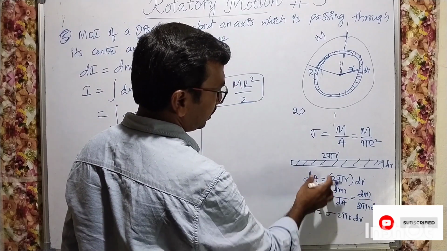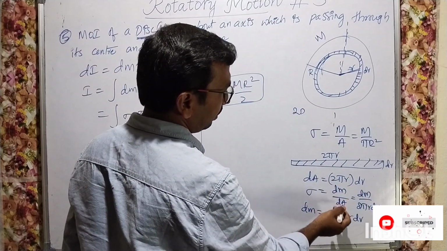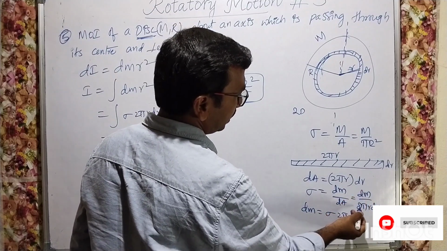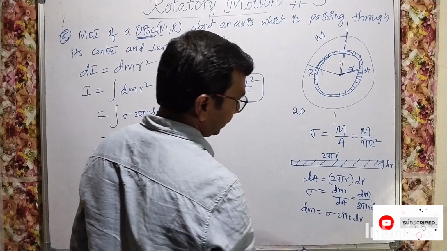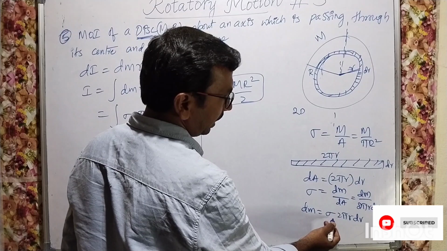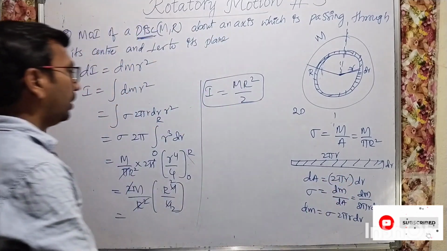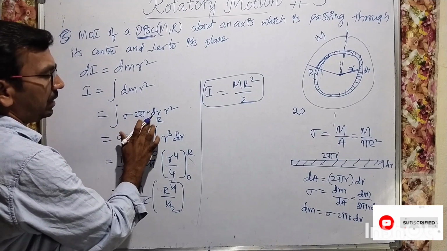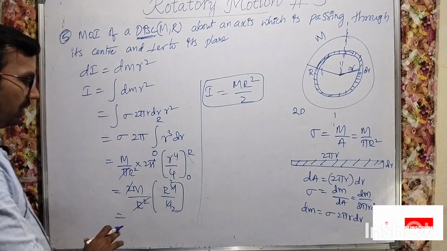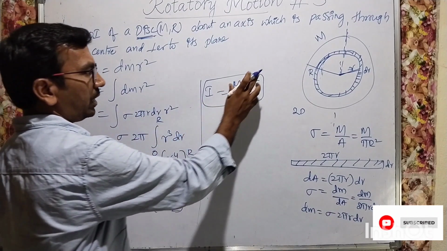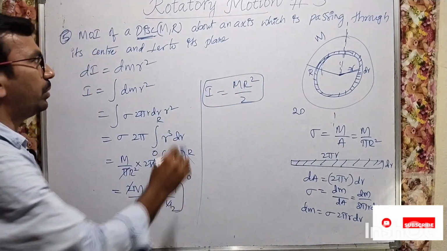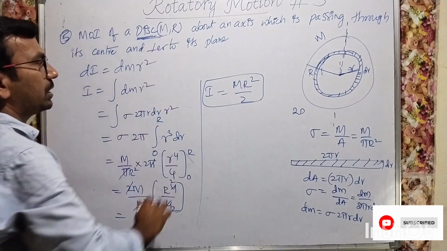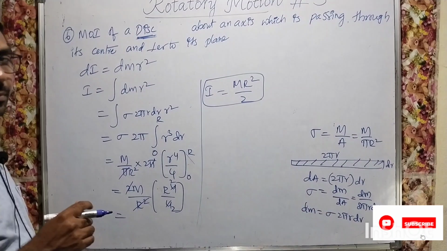For the small element, sigma is dm by dA, dm by 2 pi r dr. So dm is equal to sigma 2 pi r dr. Substitute here in place of dm: sigma 2 pi r dr r square. After simplification you will get I is equal to M r square by 2. So this is for a disk of mass M and radius R.